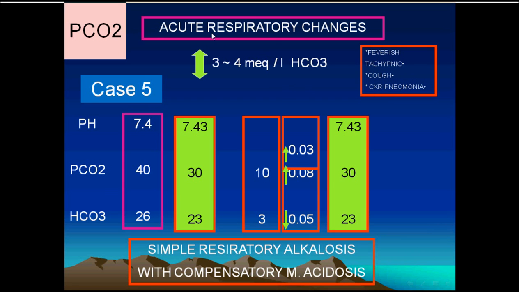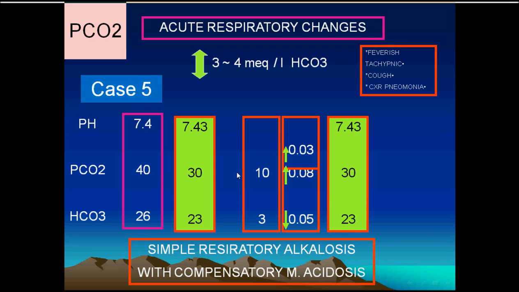Look at this. This is an example of acute respiratory changes, acute respiratory washout. This is a patient who is feverish, tachypneic, and has a cough, and the chest X-ray shows some sort of pneumonia. So the patient is washing out carbon dioxide. This is normal, the previous state of the patient: pH is 7.4, carbon dioxide 40, and bicarbonate 26. After that, the ABG for this patient shows a pH of 7.43. This is alkalosis, and there is washout of carbon dioxide, and at the same time a decrease in the bicarbonate.